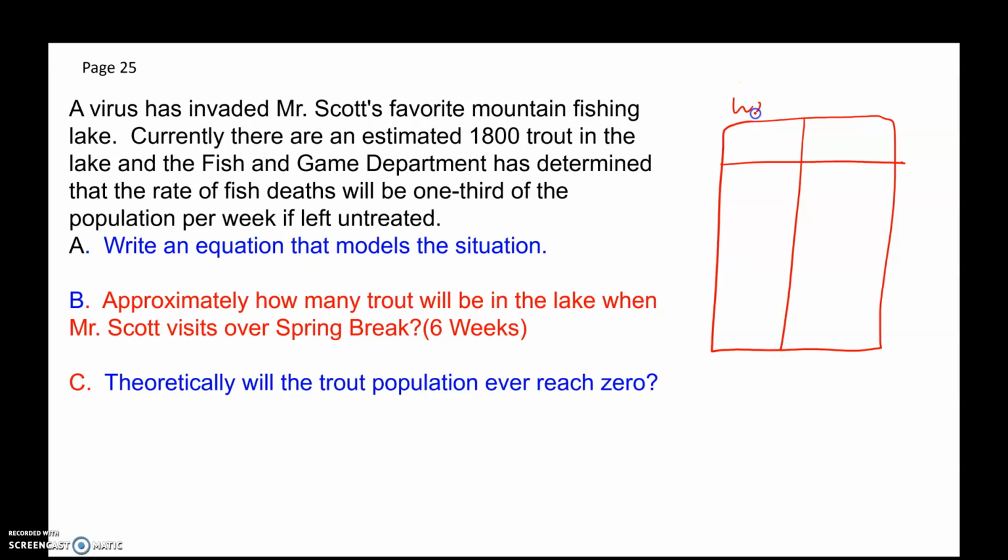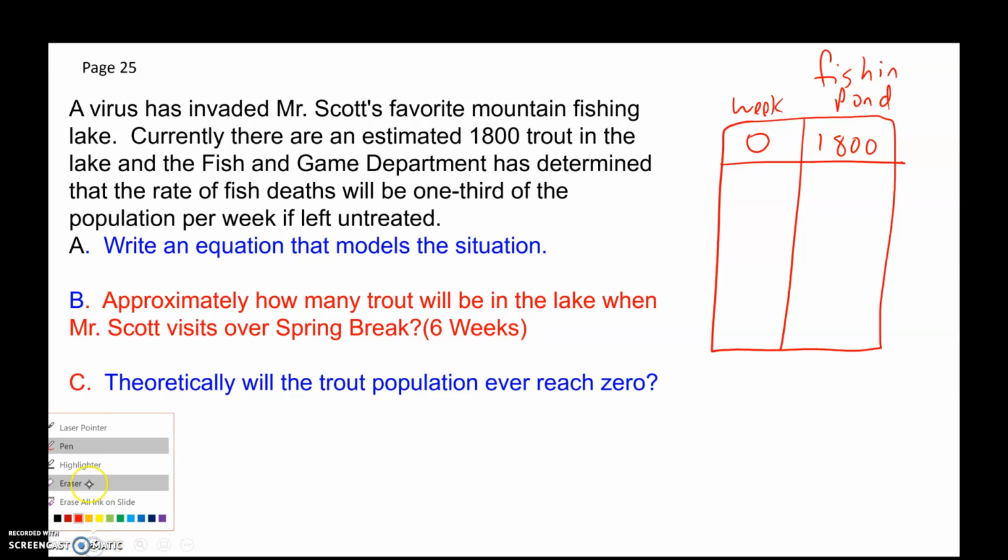So we're going to have week. And at week 0, there were 1,800 fish. So fish in pond. Now what happens is 1/3 die. So what I'm going to do, and I can just do it down here on the bottom, I'm going to do 1,800 times 1/3.